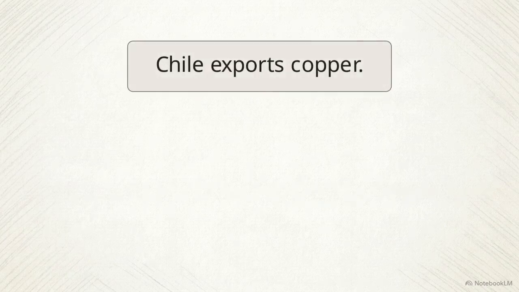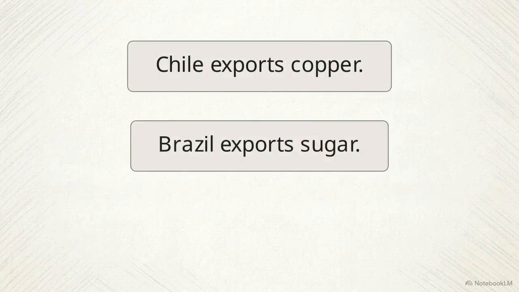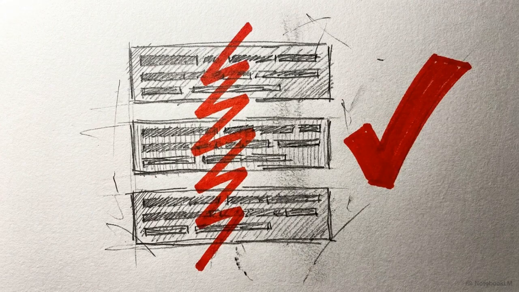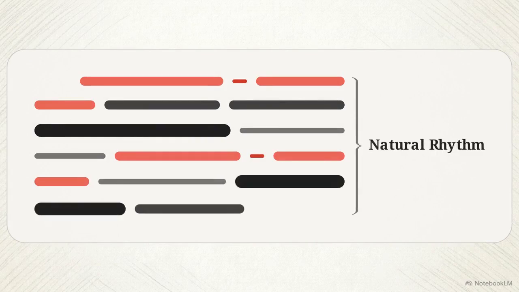Chile exports copper. Brazil exports sugar. Fishing is a big business there. The grammar in those sentences is technically perfect, but the writing is jarring to listen to. Good writing requires a natural rhythm, and you build that rhythm by varying your sentence structure.